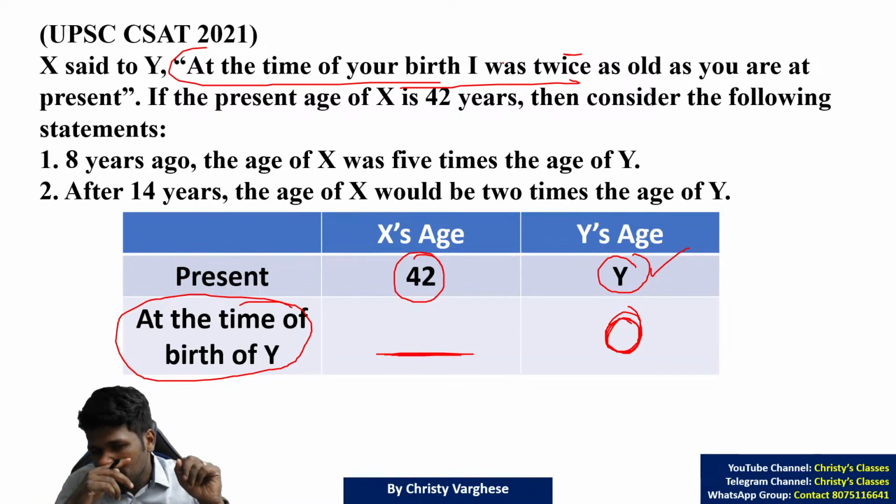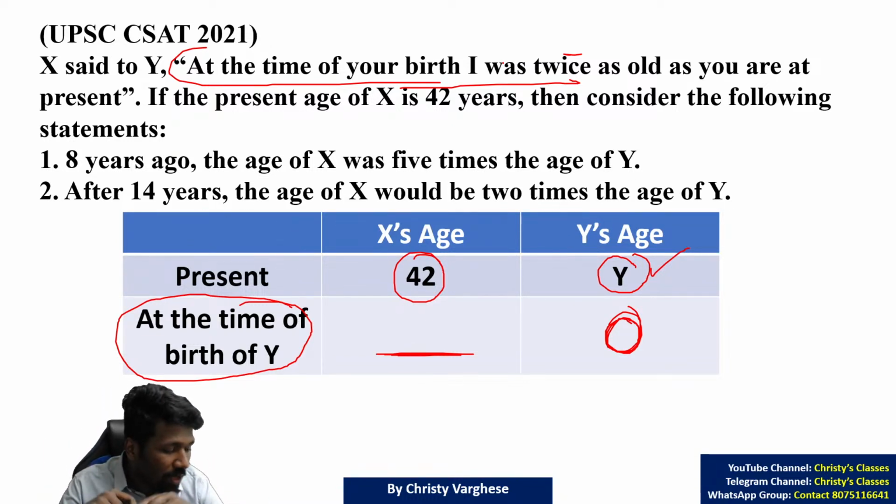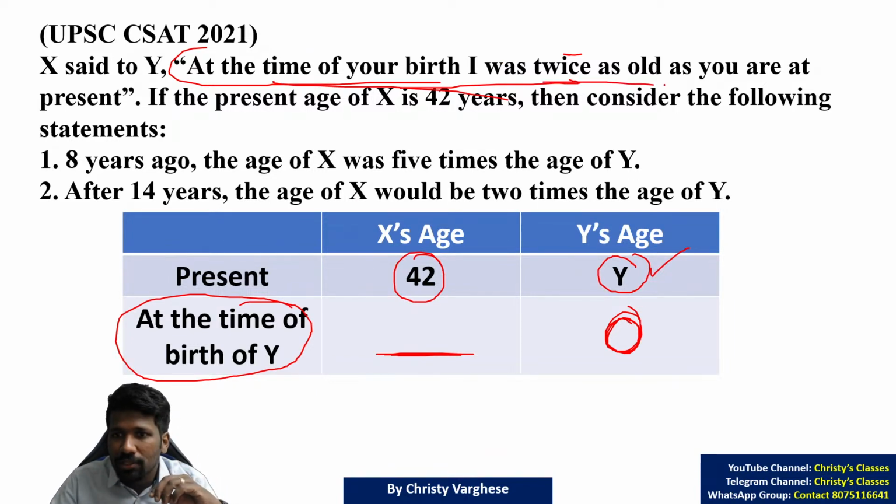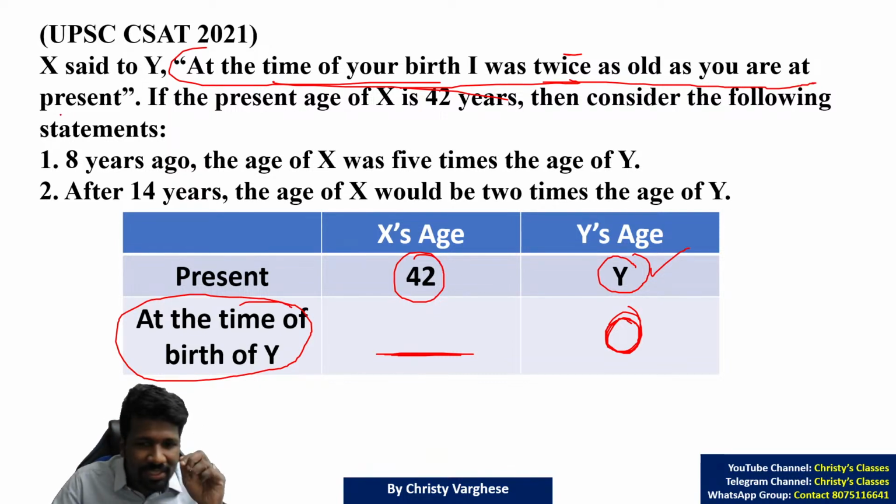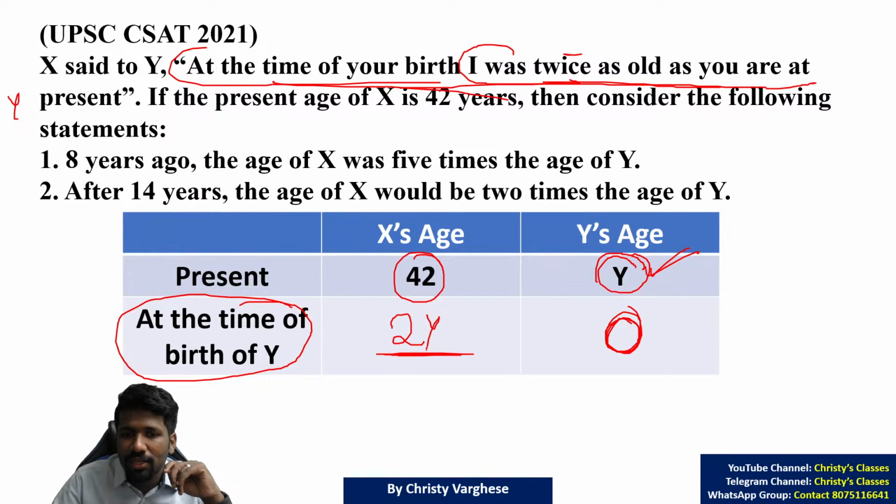Okay, coming back. So 0 years is when Y is born. When you are born, you are 0 years old, right? You are not 1 year old. Your first birthday is when you are 1 year old. So Y is 0 years old when Y was born. At that time, I was twice as old as you are at present. X is saying to Y, presently Y is Y years old. That is what we are assuming. I was twice as old as you are at present means X is 2 times Y years old, 2Y years old. Is this clear?